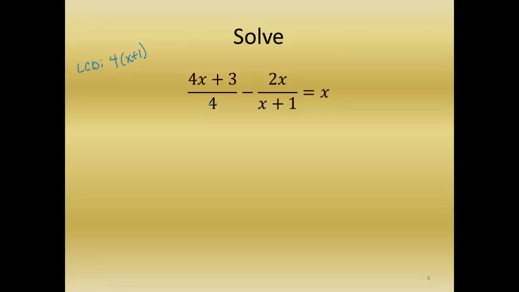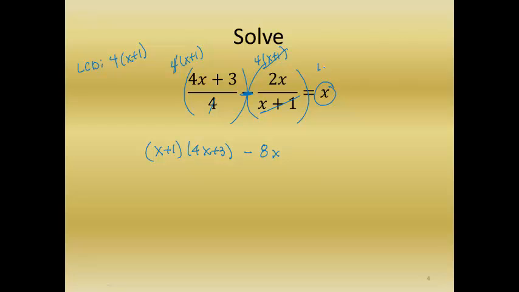What I notice is that this first piece, the 4's would cancel. So it's really just x plus 1 times 4x plus 3. And in this one, when we multiply it by 4 times x plus 1, the x plus 1's would cancel. And that just means it's minus 8x, 2x times 4. And don't forget the subtraction sign. And this last one, when I multiply it 4 times x plus 1, nothing cancels because there was no denominator.